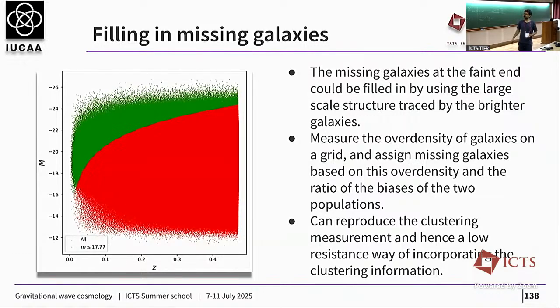Okay. So there are of course assumptions related to what is the ratio of these biases. You can try to estimate that ratio based on galaxies that you observe in the nearby universe. But this is a plausible way, again, to fill up these galaxies. Yes?